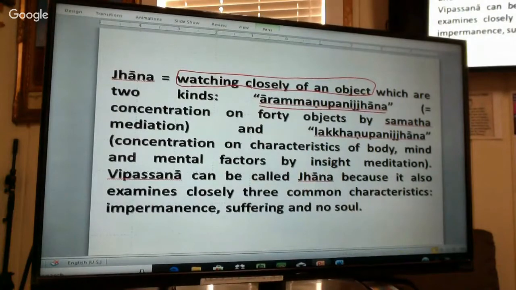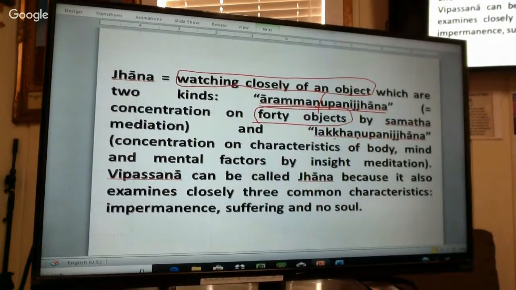Aramanupanijjhana. Aramanupanijjhana is a concentration on the 40 kinds of objects by the samatha meditation. This we call in Pali Aramanupanijjhana. Aramana means 40 objects, 40 kinds of object. Upanijjhana means to look at or watch very closely.